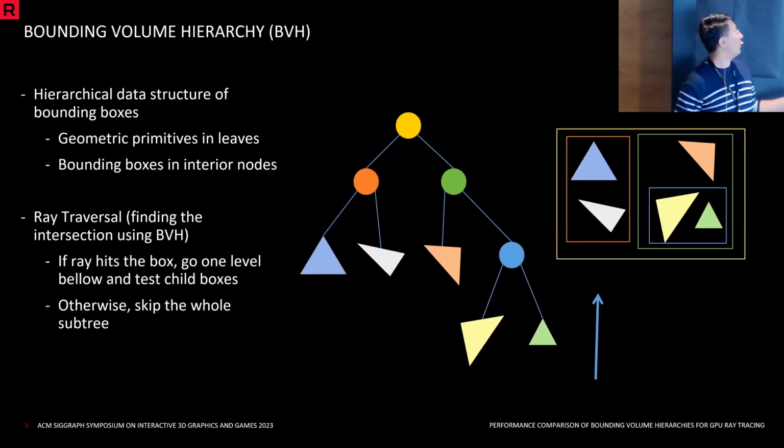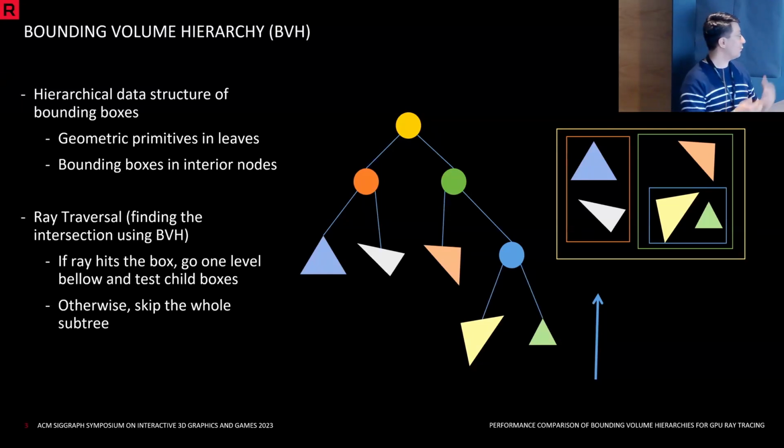Yeah, so bounding volume hierarchy, or BVH in short, is the most popular acceleration data structure for ray tracing nowadays. It is a hierarchical data structure with geometry primitives, typically triangles, in leaf nodes, and bounding boxes or other bounding volumes in interior nodes, tightly enclosing the geometry in the corresponding subtree.